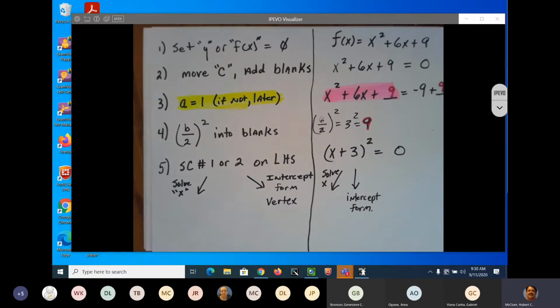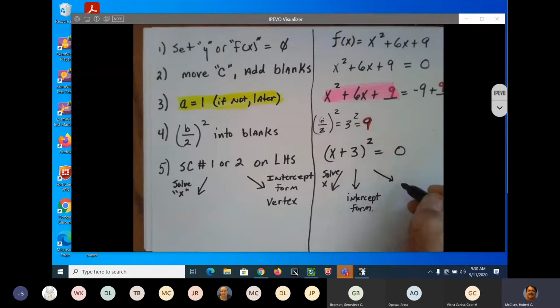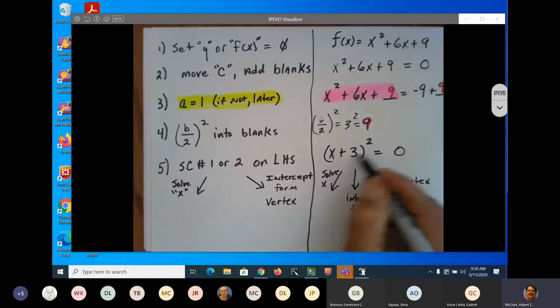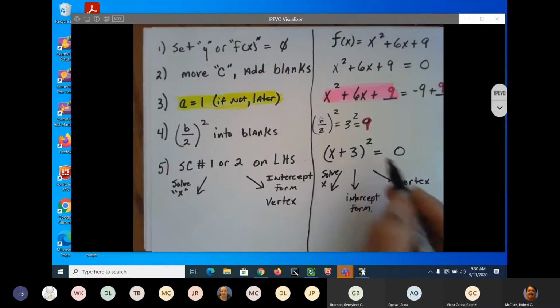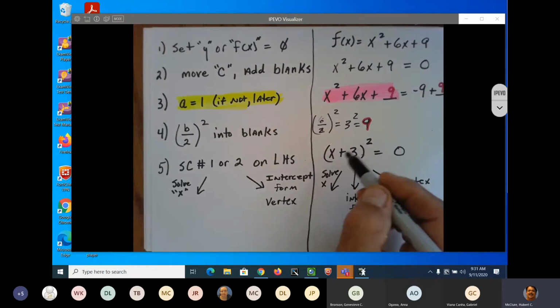Okay. And then the third thing we can do is find the vertex from this form right here. So we're going to go to the next page and we're going to take off from this right here.